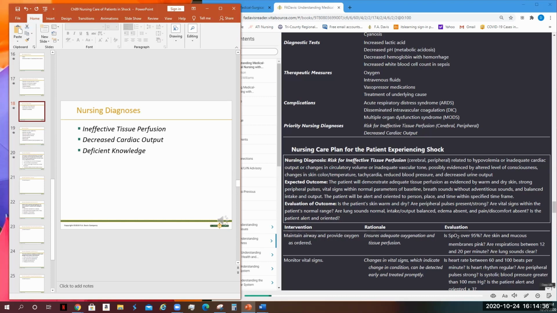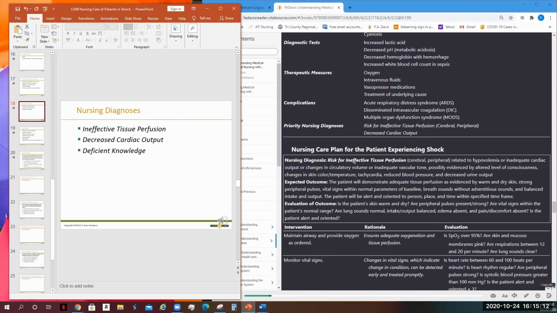Expected outcome: the patient will demonstrate adequate tissue perfusion as evidenced by warm and dry skin, strong peripheral pulses, vital signs within normal parameters of baseline, breath sounds without adventitious sounds, and balanced intake and output. The patient will be alert and oriented to person, place, and time within a specified time frame.